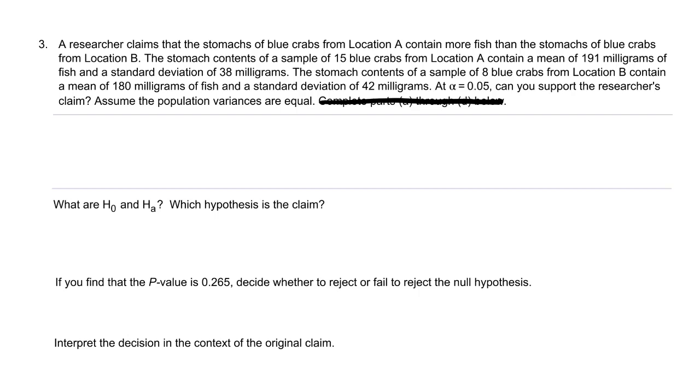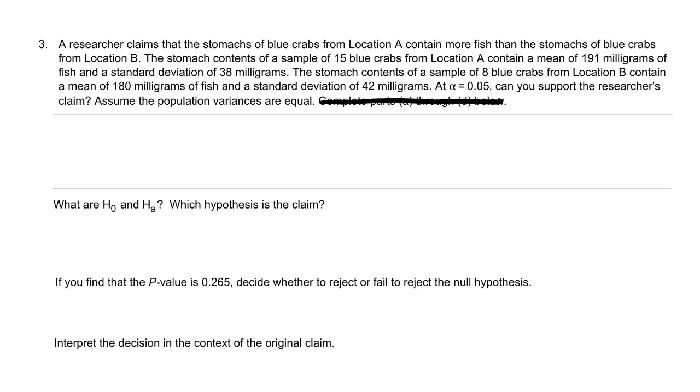Okay. Now, technically speaking, we should also know whether or not these populations are normally distributed, because these sample sizes are certainly not big enough. So in order to do this problem, let's go ahead and assume the populations here are normally distributed, because technically they didn't say that, but let's go ahead and assume that. All right, so let's pull out some information here.